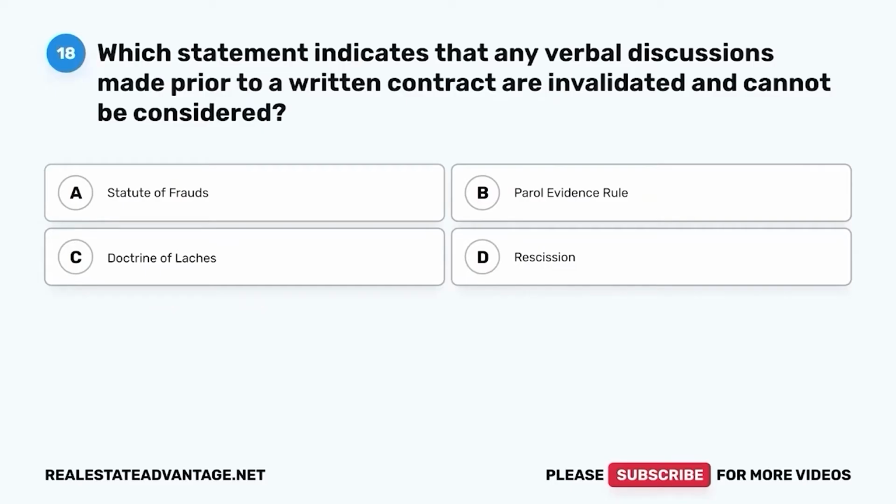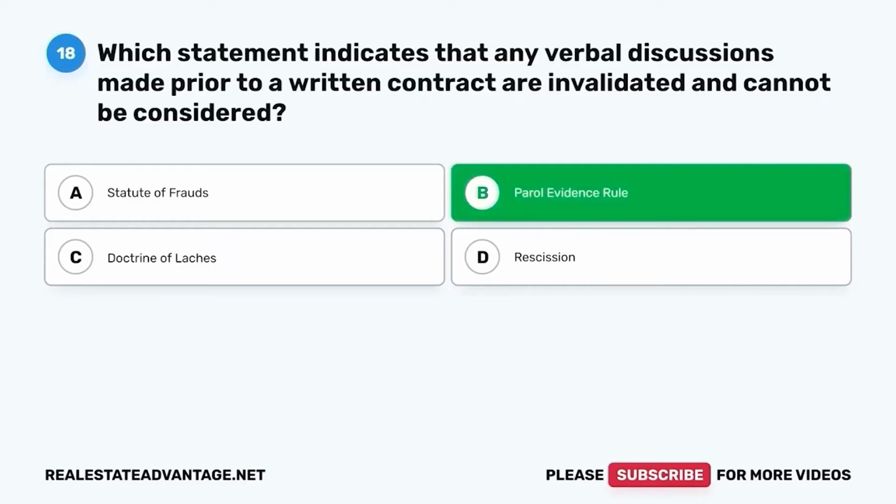Question 18. Which statement indicates that any verbal discussions made prior to a written contract are invalidated and cannot be considered? A. Statute of Frauds. B. Parole Evidence Rule. C. Doctrine of Laches. D. Rescission. The correct answer is B.